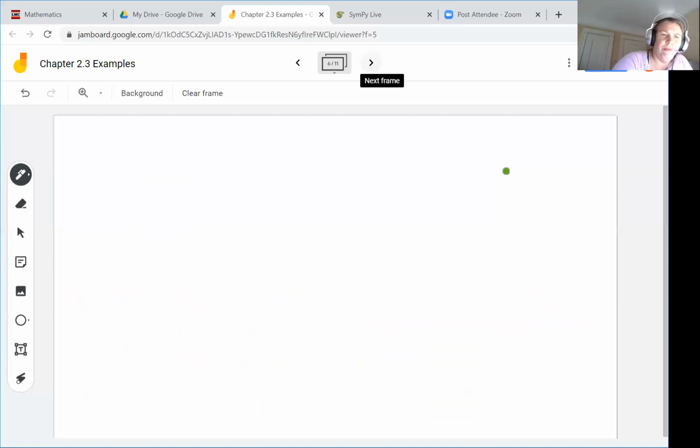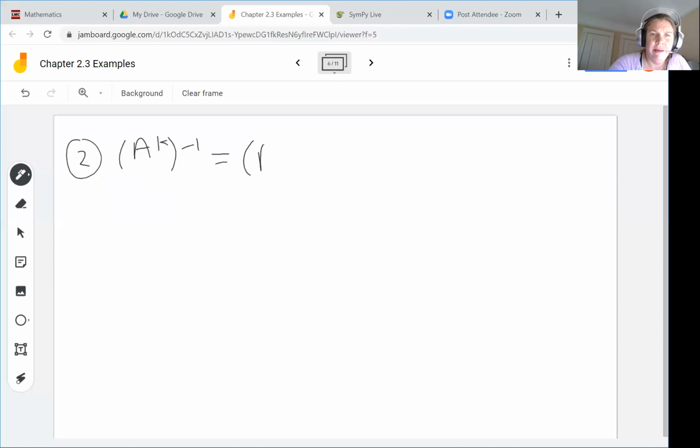All right, let's go prove property 2. Property 2 says A to the k's inverse is the same as A inverse to the k. We are going to do this by induction. When we do an inductive proof, we always start with the case when k is 1, and then assume it's true for k and build on that.